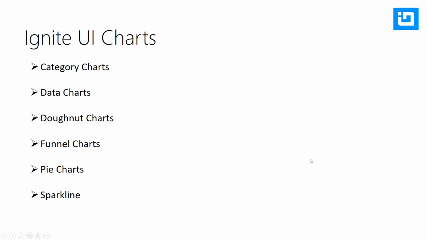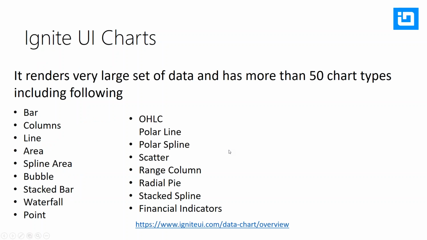Well, before we go, let us see a little bit about Ignite UI charts, because we'll be using Ignite UI charts to create data visualization. We have different kinds of chart, like category charts, data charts, donut charts, funnel charts, pie charts, and sparkline. And in a data chart you have different types of series.